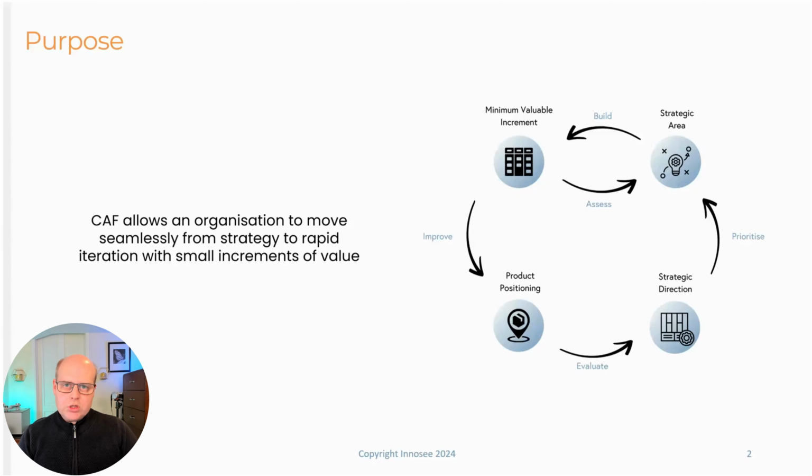Once you have a strategic direction and you've prioritized that, you move to strategic areas. These are the strategy items that you give your teams. And then your teams will basically build out what we call minimum valuable increments. This is the smallest amount of value that you can get to market to achieve something from your strategy. In some cases, if you're building a very large feature, this might be quite big. In other cases, it could be a couple of weeks worth of work.